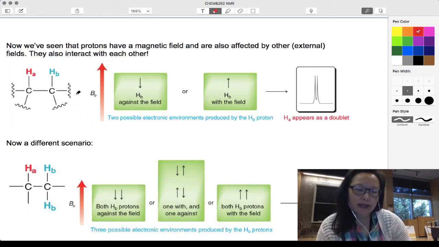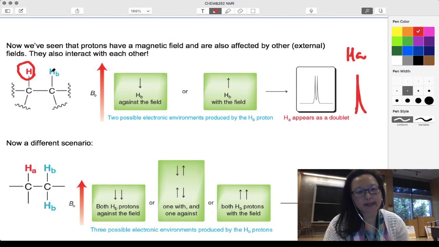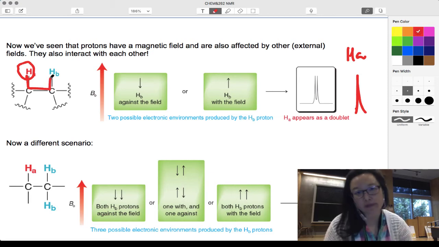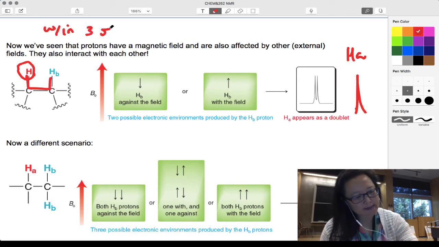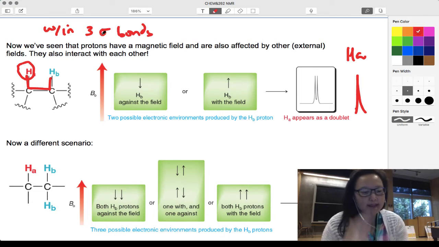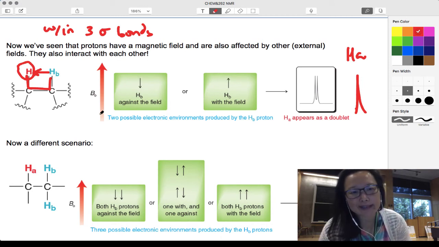The way that works, just briefly and really simply, is let's say that we have a signal for HA. Well, HB is nearby, and technically it's usually within 3 sigma bonds. So let's count 1, 2, 3. Yes, within 3 sigma bonds, we see the splitting effect. So first you want to make sure that it's close enough to have an effect. The second thing is, when this splits the signal, there are 2 orientations for HB: against the field or with the field, compared to the external magnetic field.